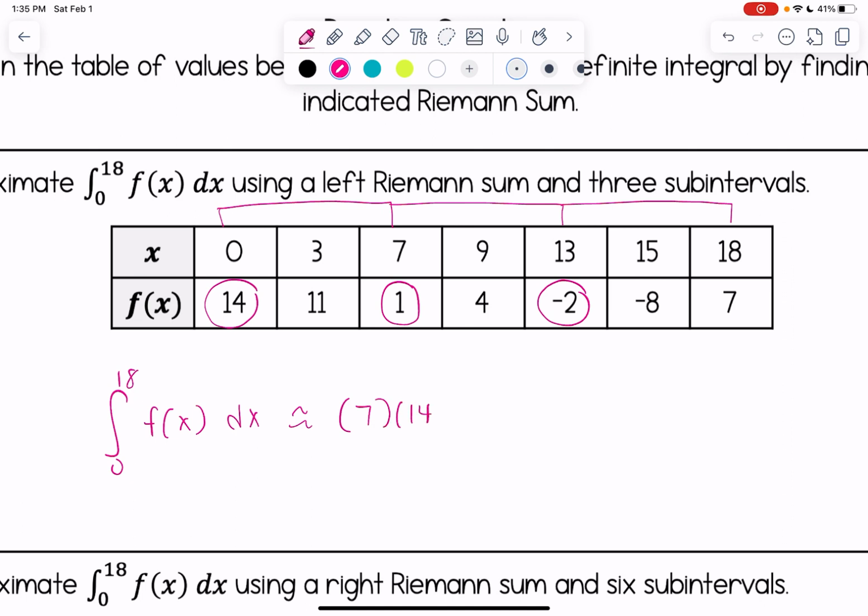7 times 14. That's the change in x for the first interval times the output, plus 6 times 1, plus 5 times -2, and all of this comes out to be 94.